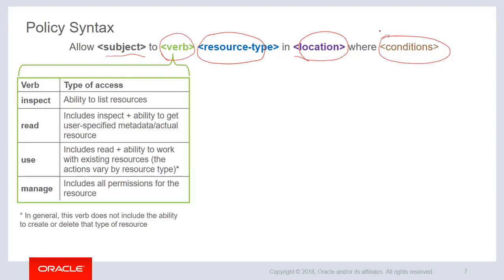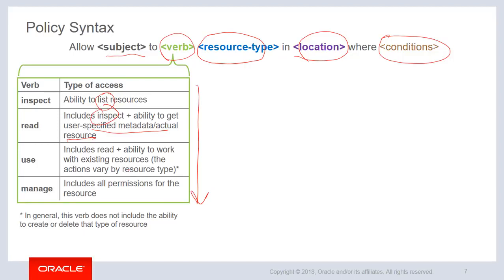So first is the verb. Now the verb basically gives you a type of access, a level of access. There are 4 different levels of access within OCI, starting with inspect, read, use, and manage. And as you go down, your access level increases. You get more access permissions. So first thing is inspect. Using inspect, you can only list resources. There is something called read, which gives you inspect plus the ability to get user specified metadata on the actual resource.